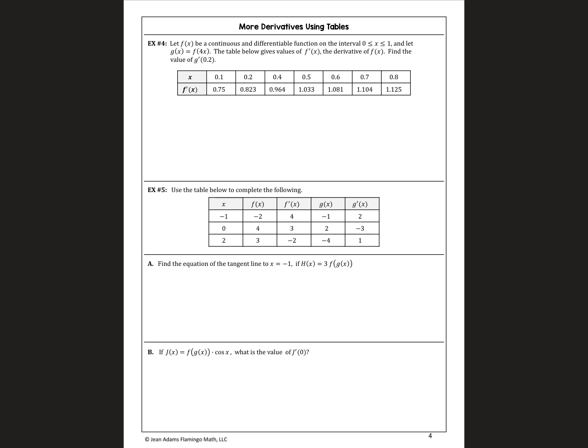Okay. We are going to enter the last page of notes here for the chain rule. It says more derivatives using tables. Let f of x be a continuous and differentiable function on the interval from 0 to 1, and let g of x be f of 4x. The table below gives values of f prime of x, the derivative of f of x. Find the value of g prime of 0.2.